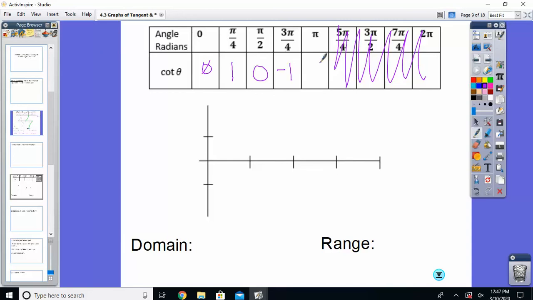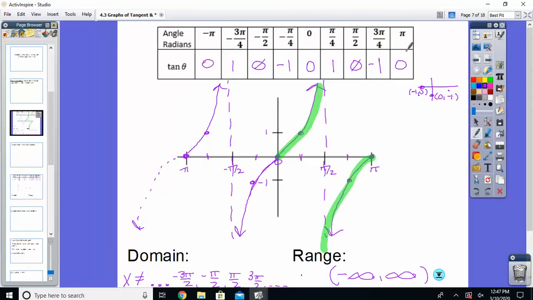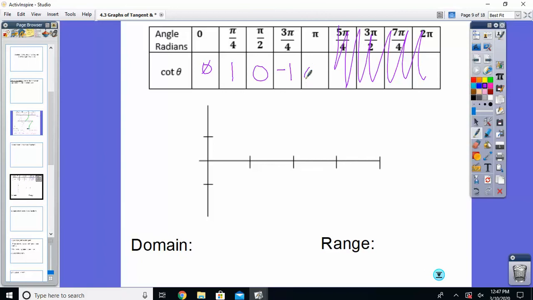At pi, remember if you're looking at your last table, tangent of pi is 0, so that means cotangent is undefined. So let's label these points.